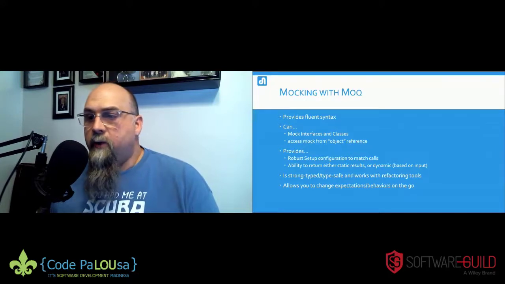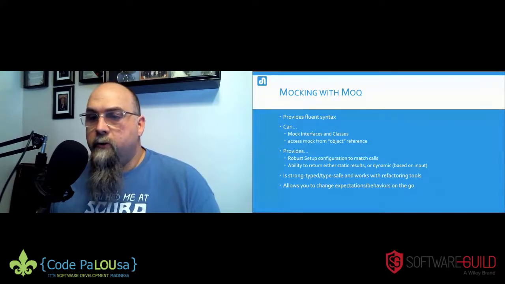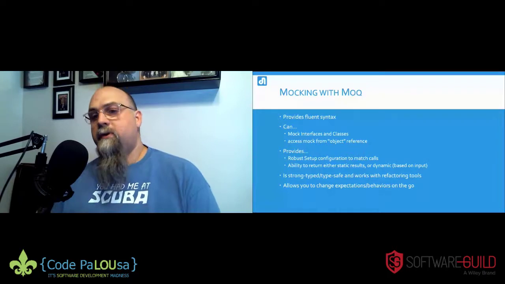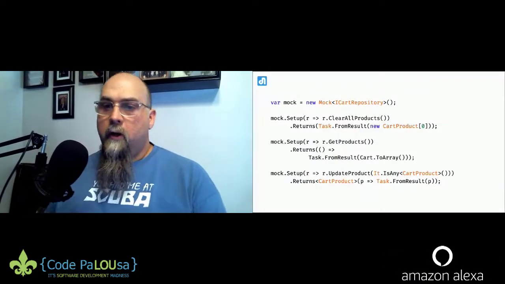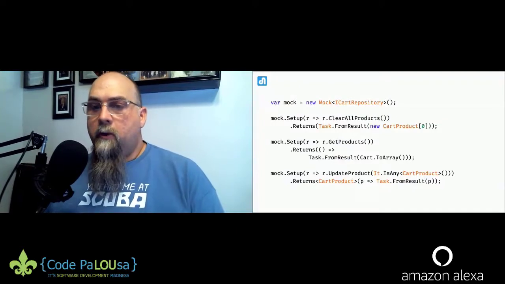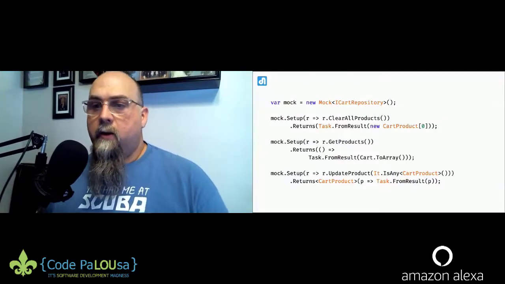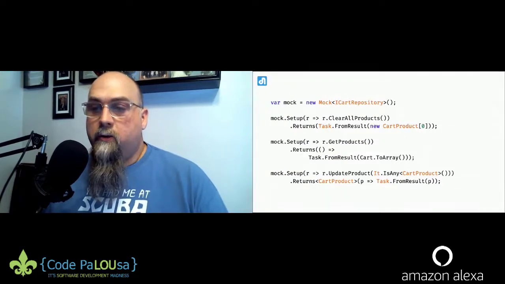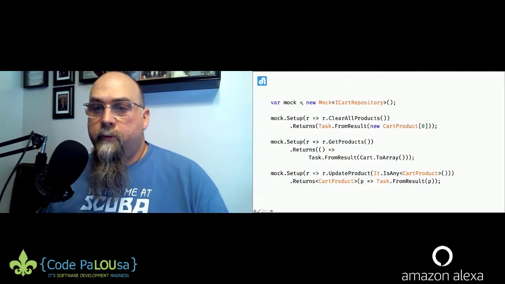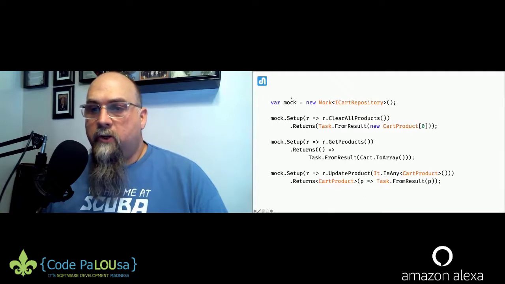And you can change it up on the go while you're running through tests. You can change how it behaves. So here's a really simple example of how it works. We're just defining a mock of the iCart repository. The mock here is not going to be the actual iCart repository we use, but it's going to be the whole mocked piece here.